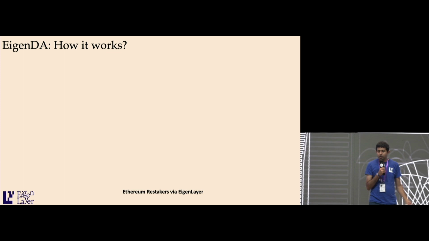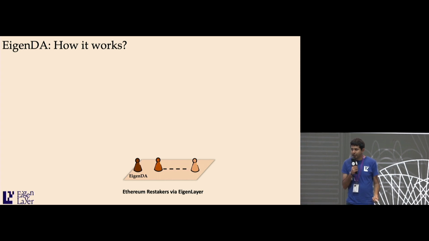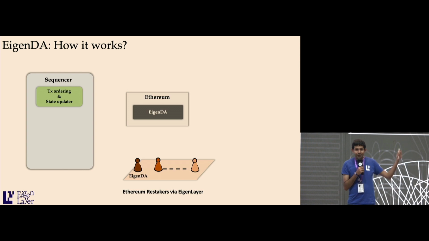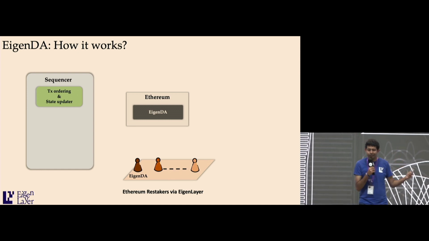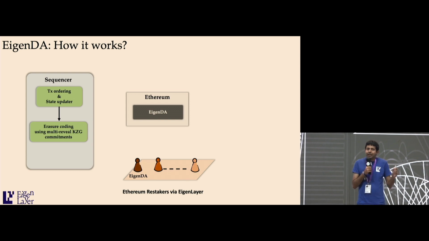How does it work? You have the Ethereum restakers who opt into EigenLayer and opt into EigenDA on top of EigenLayer. Remember that EigenDA is a data availability service that rollups naturally use. Rollups have a node called a sequencer which orders all the transactions and then writes some state to Ethereum. When they write the state to Ethereum, what they do in addition now is create an erasure code using the package that we give them.